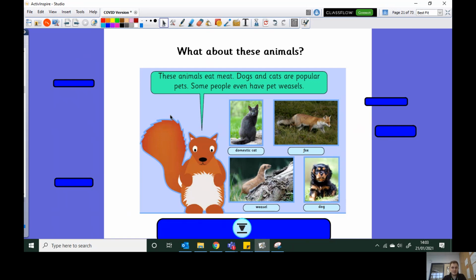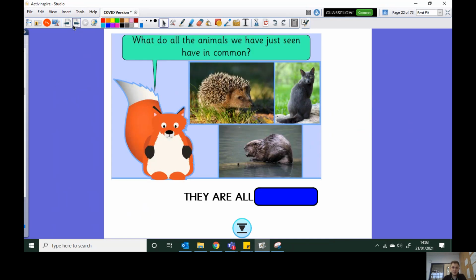So dogs and cats are popular pets. Some people even have pet weasels, which is very, very exciting. I'd love to have a pet weasel. So you might be thinking, why have I shown you those animals? Well, hopefully, number one, you've learned a few new animals. But the reason I've shown you them is because they are all mammals. They all belong to that group, mammals. So even though they're in different families or groups themselves, like the rodent family, they are all mammals.